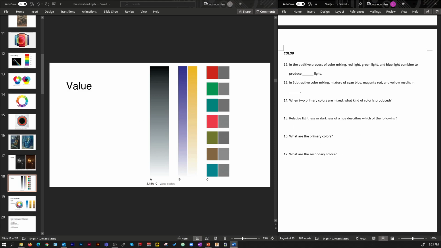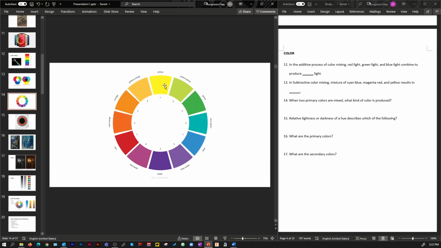And what are the primary colors? We talked about this. There is red, yellow, blue. What are the secondary colors? That'll be the mixture of those two, so that'll be orange, green, and violet.